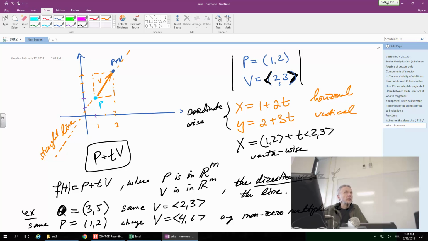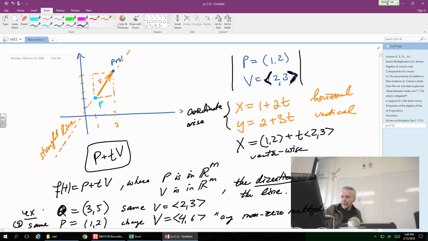So there are infinitely many ways to follow it. Fast, slow, including in the opposite direction. That's if your multiple is negative, then you're moving in the opposite direction. So as you can see, I have taken care of all possible direction vectors by this description. I could replace v with any non-zero multiple of v. So that's the second line.